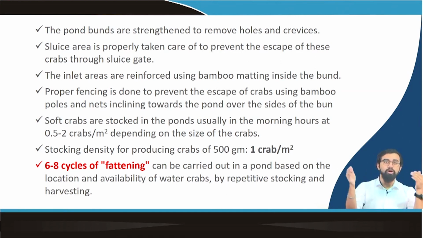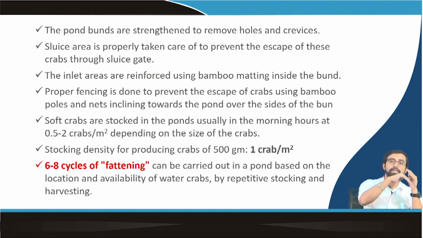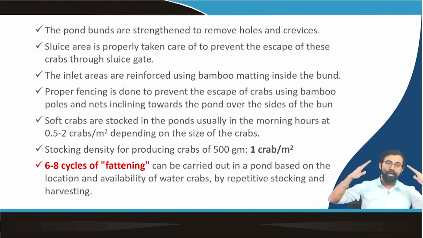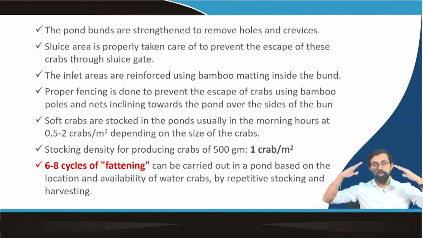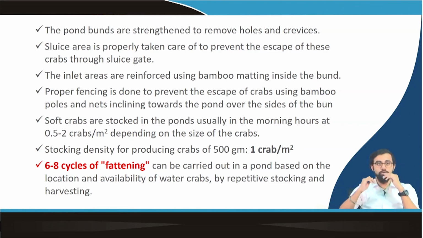Then we strengthen all the pond bunds to remove holes and crevices so that the crabs cannot pass through. The sluice area is properly taken care of to prevent the escape of crabs through the sluice gate, and the inlet area is reinforced using bamboo matting inside the bund for enhanced structural stability. Proper fencing is done to prevent escape. We can use bamboo poles and net inclined towards the pond over the sides of the bund. Suppose this is the pond; the fencing will be like this, inclining towards the pond side.